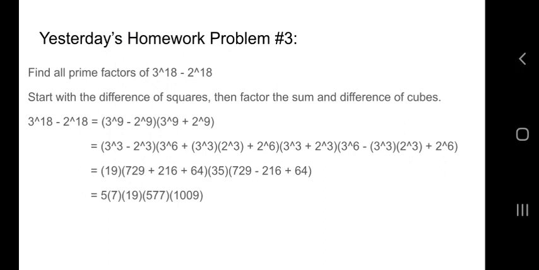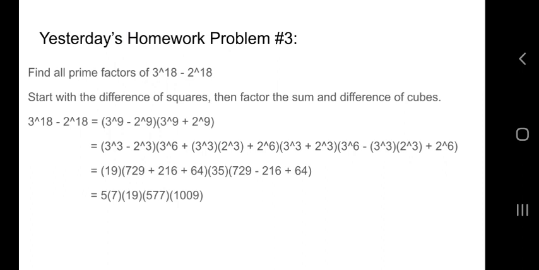So the factorization is a minus b times a squared plus ab plus b squared, and if you do all that, you get 3 to the 6th plus 3 cubed times 2 cubed plus 2 to the 6th. And I left it as 3 cubed times 2 cubed for a reason, instead of 6 cubed.